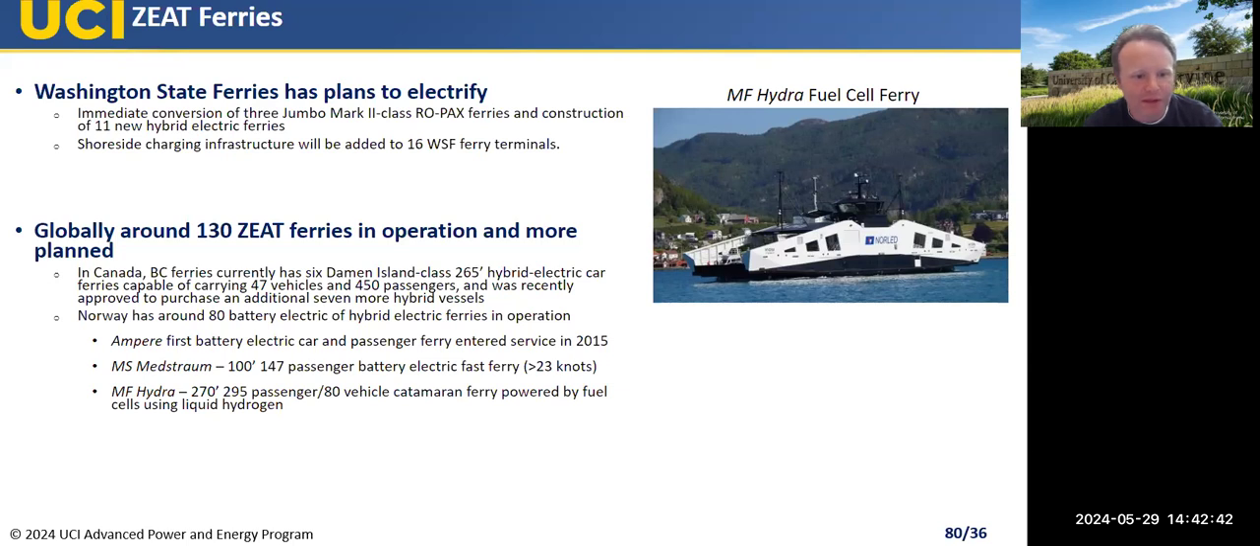One of the interesting ones is the Medstrom, which is able to exceed 23 knots. So it's the first battery electric fast ferry. And then the MF Hydra is interesting because it's a fuel cell powered vessel using liquid hydrogen. So that's an interesting example of hydrogen fuel cells. Most of these ferries are generally medium-sized ferries that aren't fast ferries, but of course I note some examples here of outliers, but larger vessels are planned and being constructed, and so are smaller ones as well. So there is a range of different ZEAT ferries. Next slide.